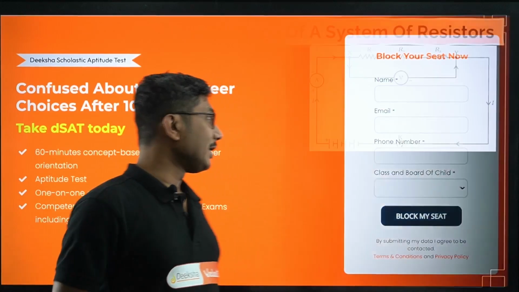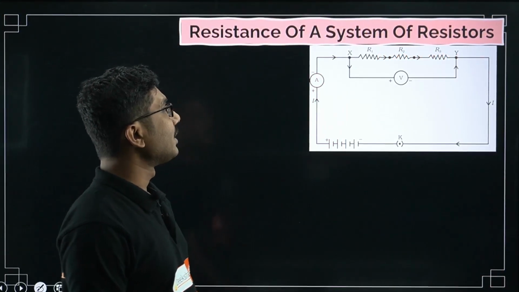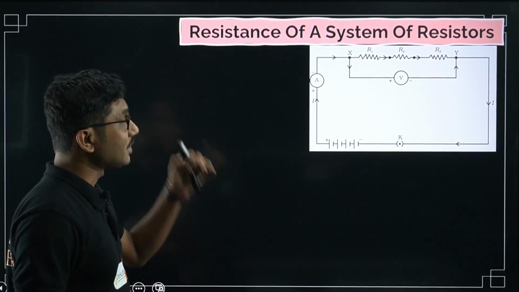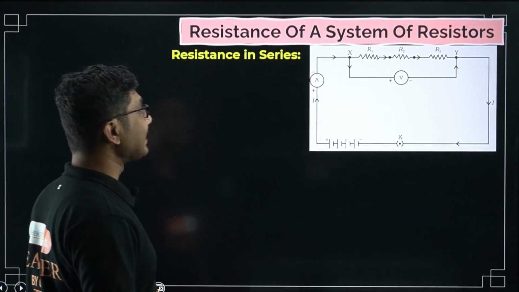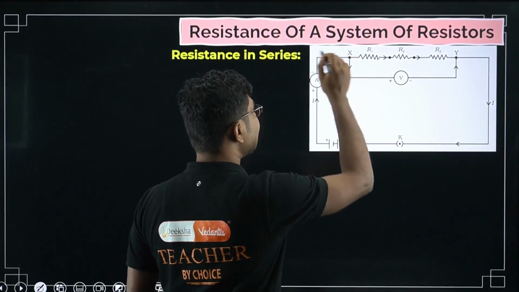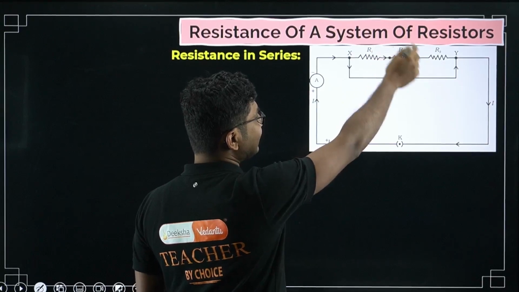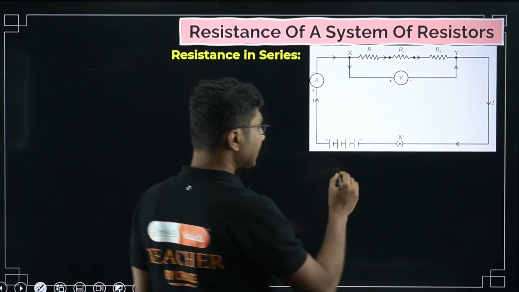Right, now let's continue with our lecture. Now we are going to discuss the resistance of a system of resistors. First, obviously, resistance in series. So what is a series connection? A series connection is when one resistor ends, another resistor starts. Series resistors are basically when you can draw a system of resistors one after another.